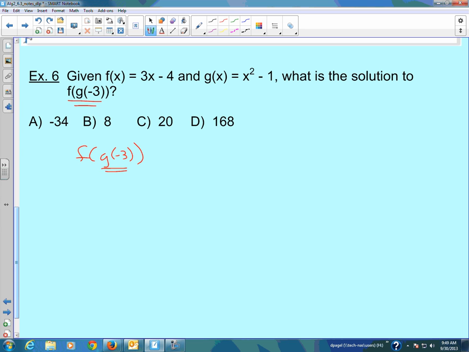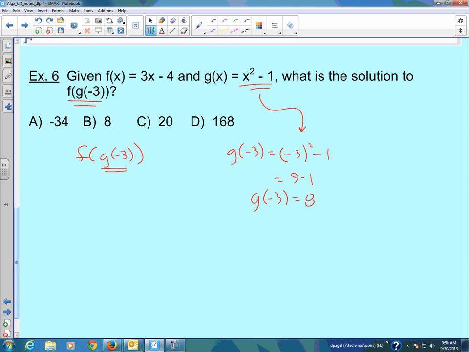I would love to find out what g of negative 3 is first, because then I can take that value and plug into the x of the f function. So that's what we're going to do. We're going to find out what g of negative 3 is. We take our g function, and wherever there was an x, we're going to put a negative 3 there. And we get 9 minus 1. So g of negative 3 is equal to 8.